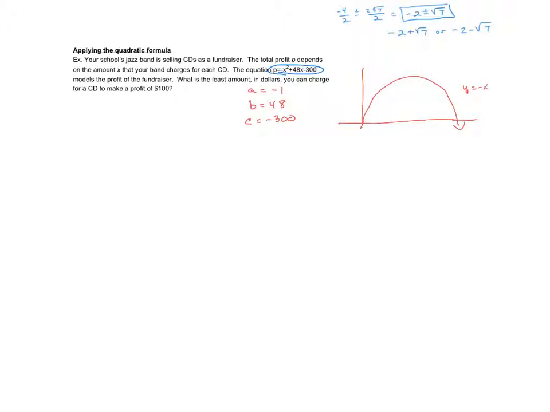Thinking about what this quadratic equation or function looks like, we have negative x squared, so it's going to be an upside down parabola. The x-intercepts, or our roots, are what we're looking for, and we're looking for the one that gives us the least value, the least cost in dollars.